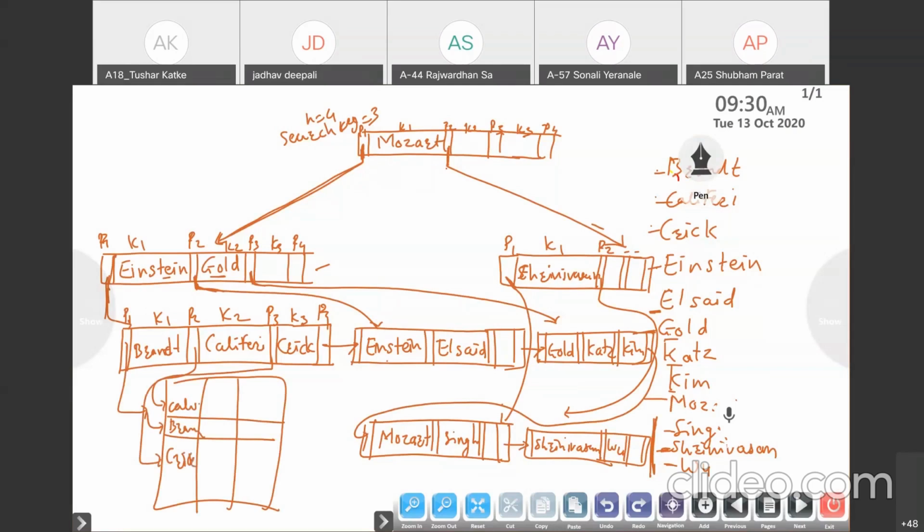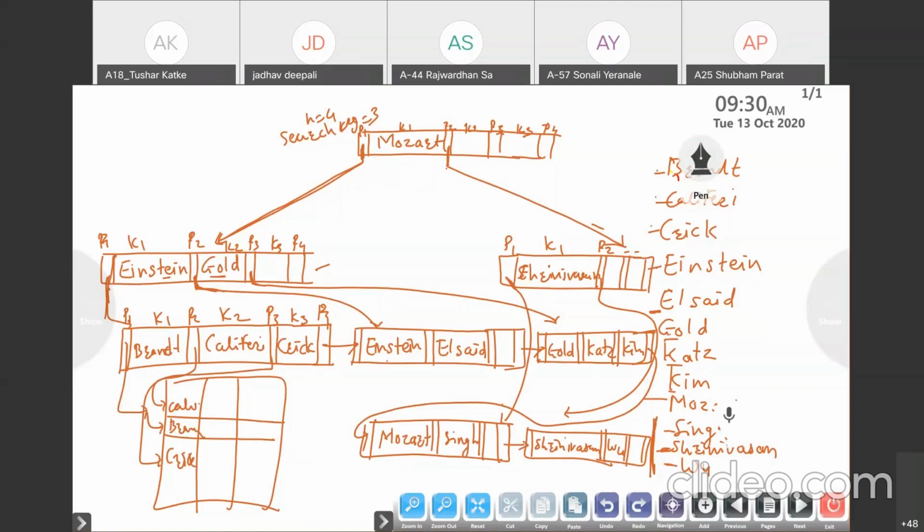Now, if you observe all leaf nodes, these are all in ascending alphabetical order of their search key values: Brandon, Calipari, Crick, Einstein, Ilse. And you can observe that all search key values appear in the leaf nodes. Is it clear to everyone?